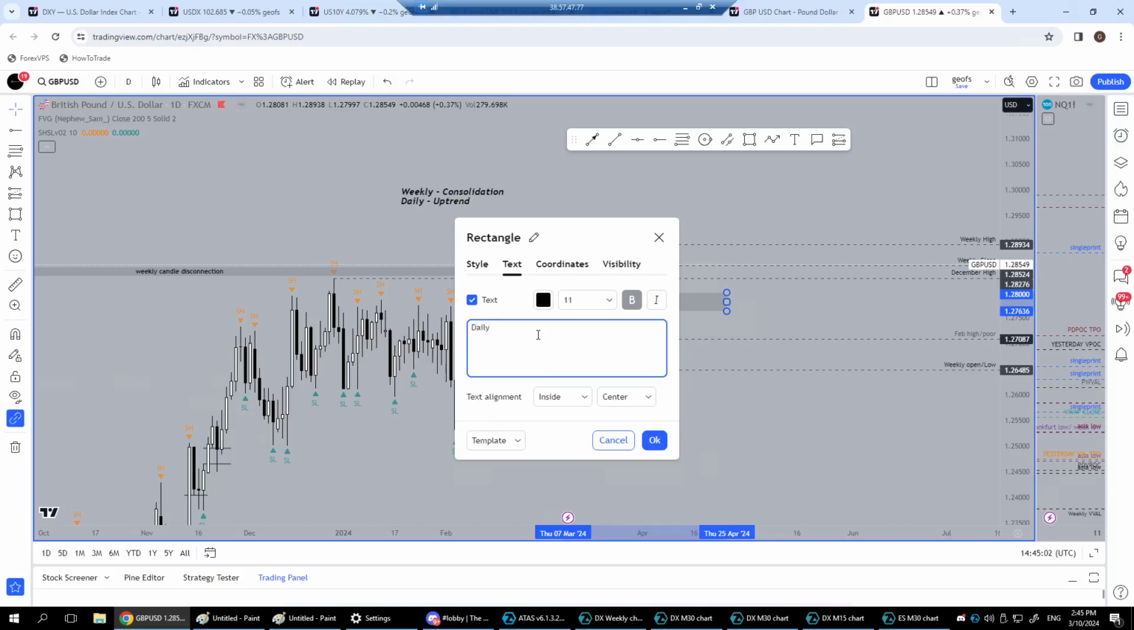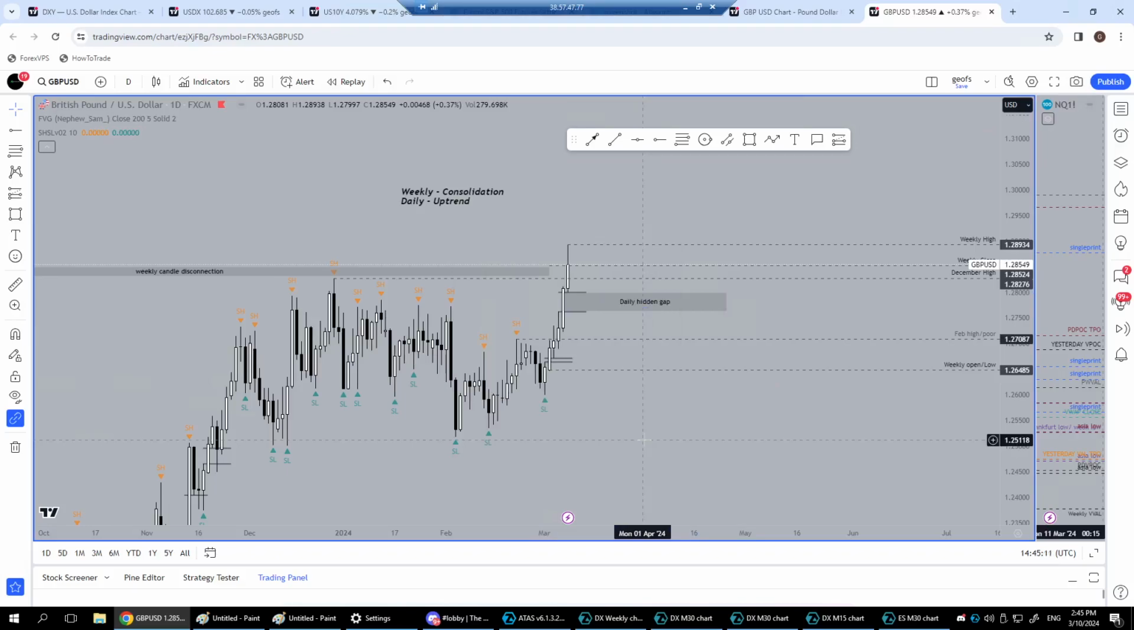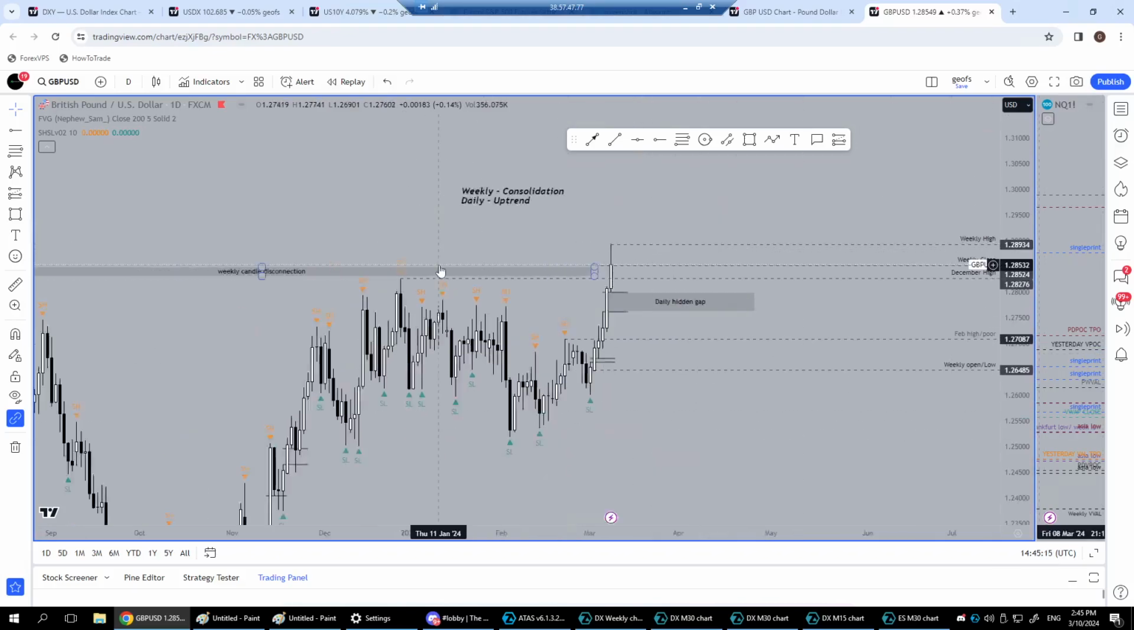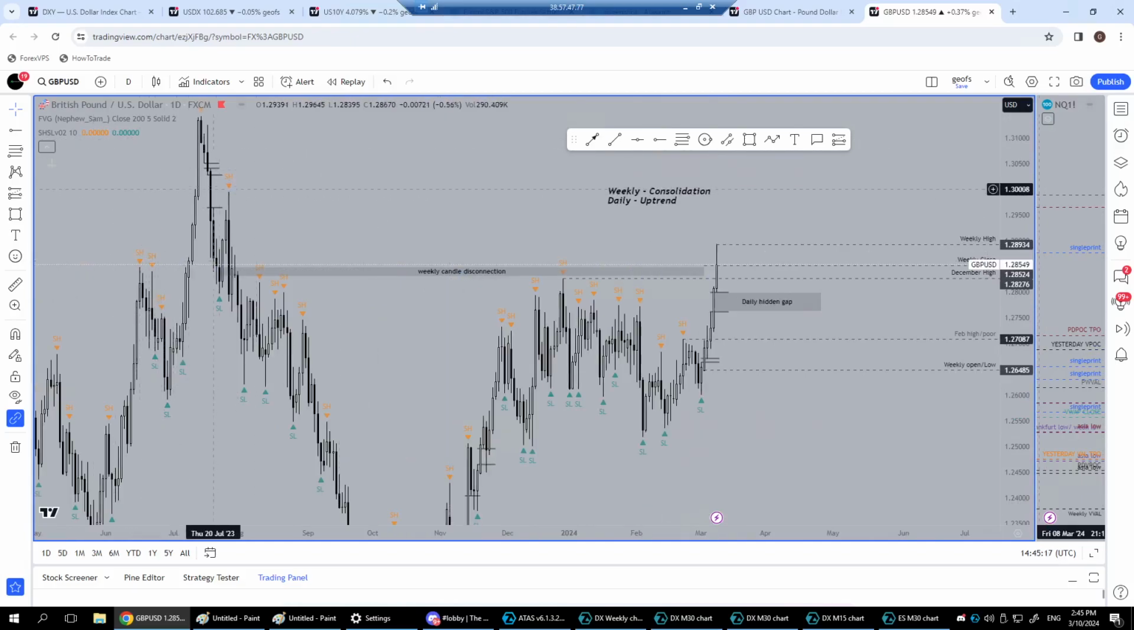Daily hidden gap. We do have a bit of a... Sorry?